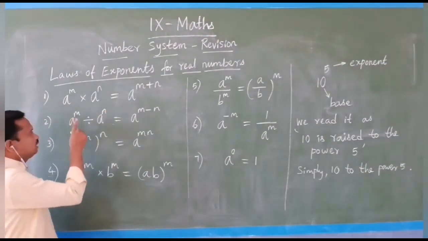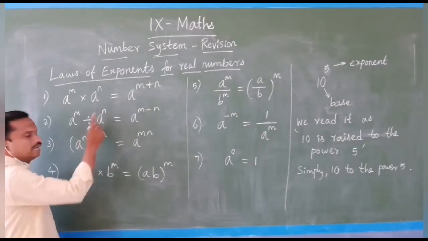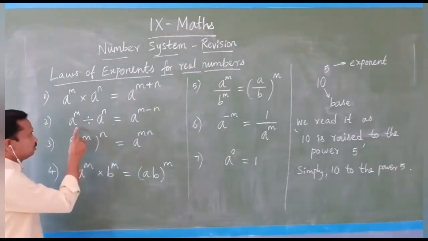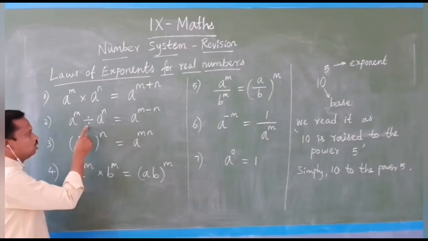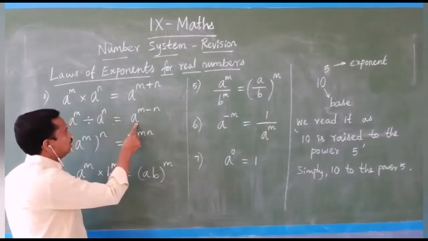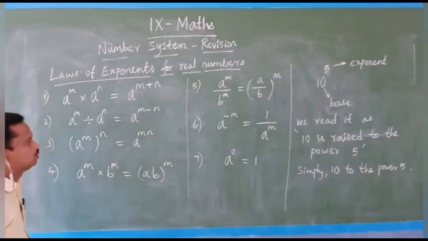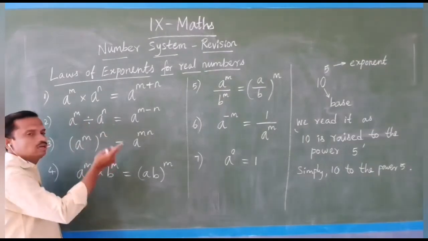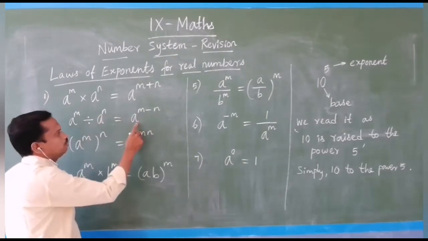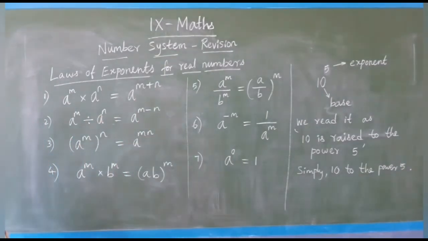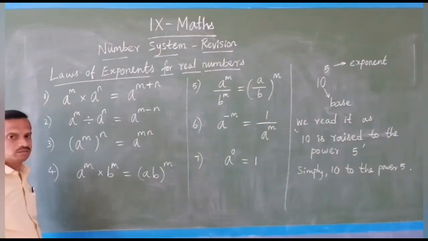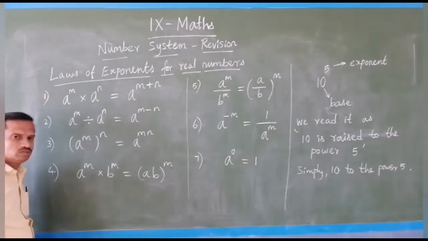And the next one, a power m divided by a power n, that is equal to a power m minus n. That means the same bases are dividing and you see the powers are different. So you have to put the base a and you have to subtract the second power from the first power. So a power m minus n. The second one is also called quotient law, and the third one is power law.